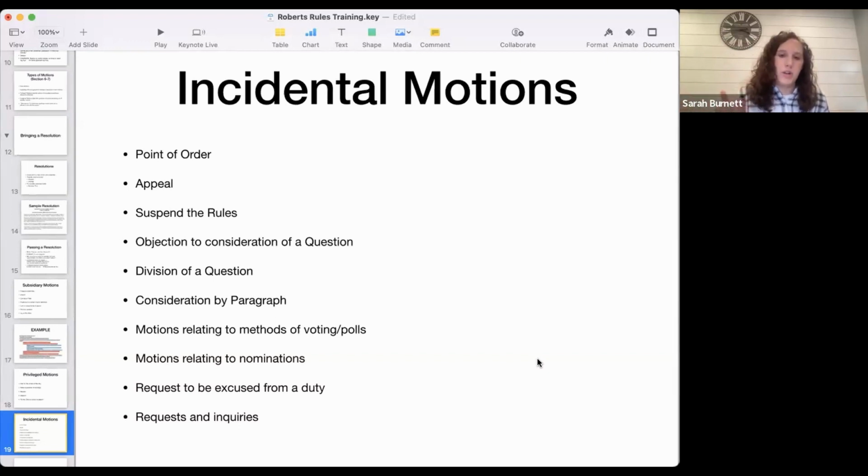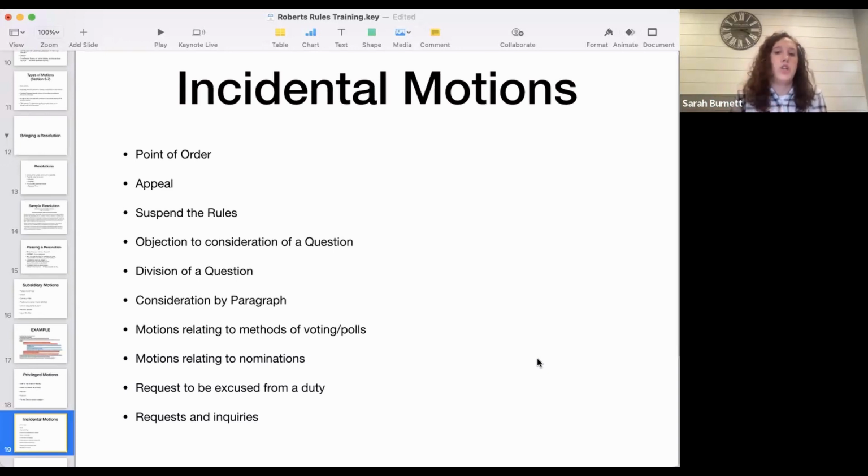Next is suspension of the rules. To suspend the rules, it takes a 2/3 vote. And this is suspending the rules of the meeting. So most meetings are governed by certain rules. And there may be times when you don't want to work under those rules, and that is allowed as long as there's a 2/3 vote of the assembly that agrees to it.